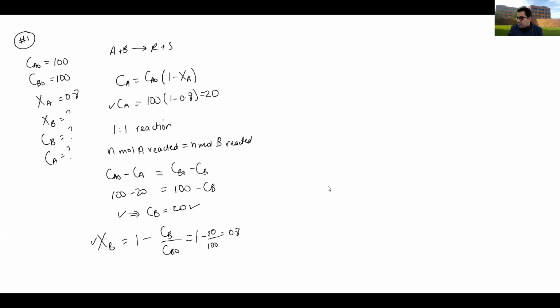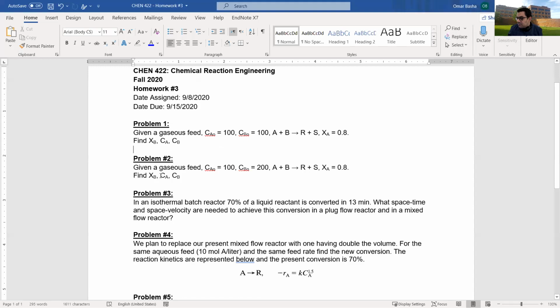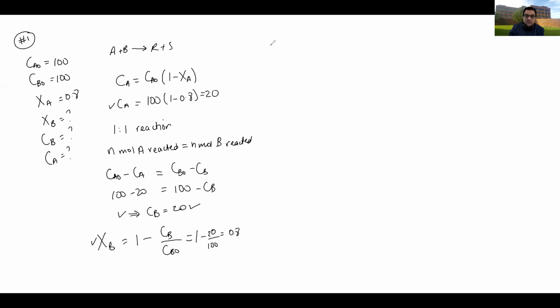And number 2 is the exact same as number 1, except in this case, CB0 is 200, right? So gaseous feed CA0 100, CB0 200. Find XB, CA, CB. So it's the same problem, but CB now is 200. This is a very simple type of exercise, but you just need to be cognizant of these little things, really. Okay, let's have a look at number 2.